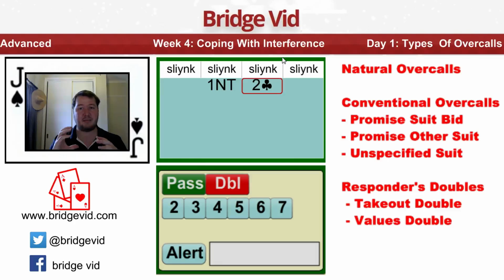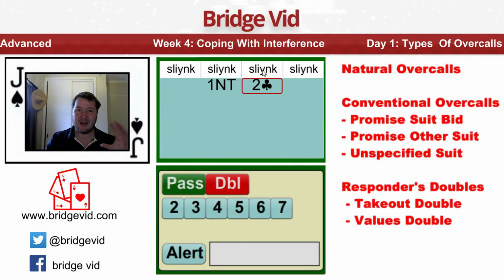Okay, so these are the types of overcalls that you might see. You will either get natural overcalls, conventional overcalls that promise the suit that they've bid and another suit, conventional overcalls that promise a different specific suit and some sort of information about it, and you get the final one, which is promises an unspecified suit.